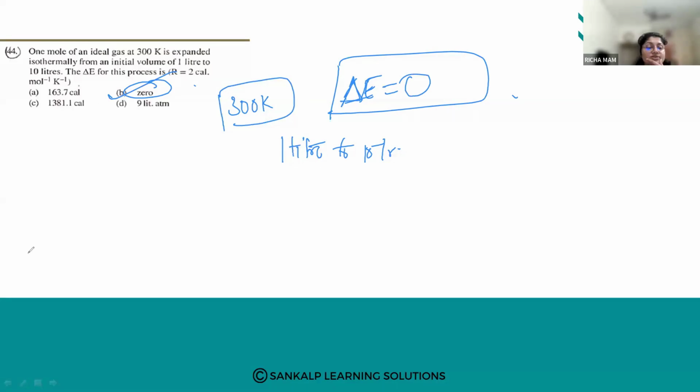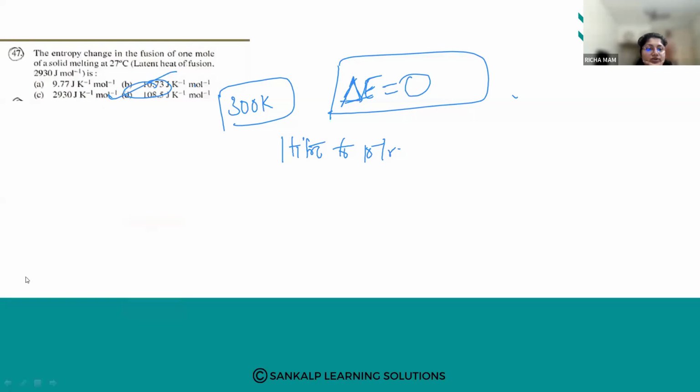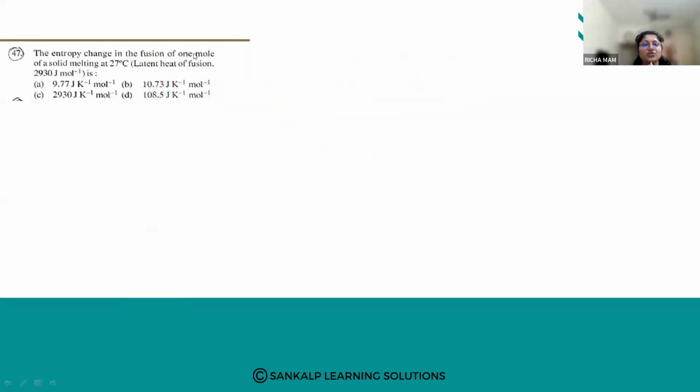So what happens in an isothermal process? The temperature is kept constant. Next question: the entropy change in the fusion of 1 mole of a solid melting at 27 degrees Celsius, latent heat of fusion 2930 joule per mole, is.